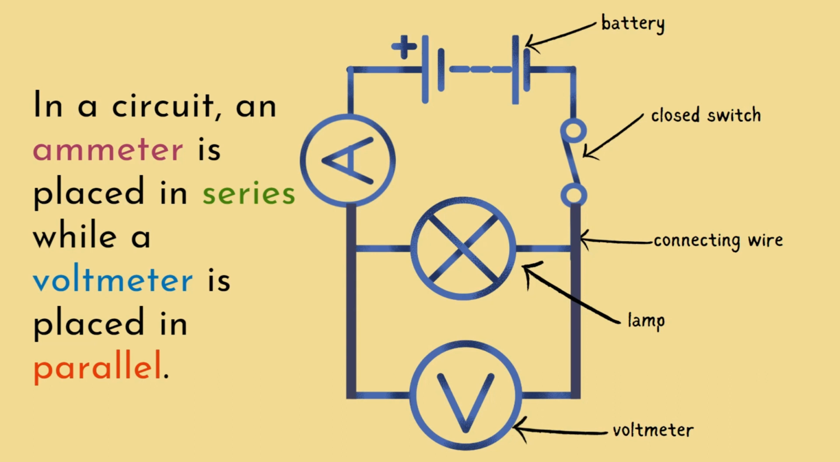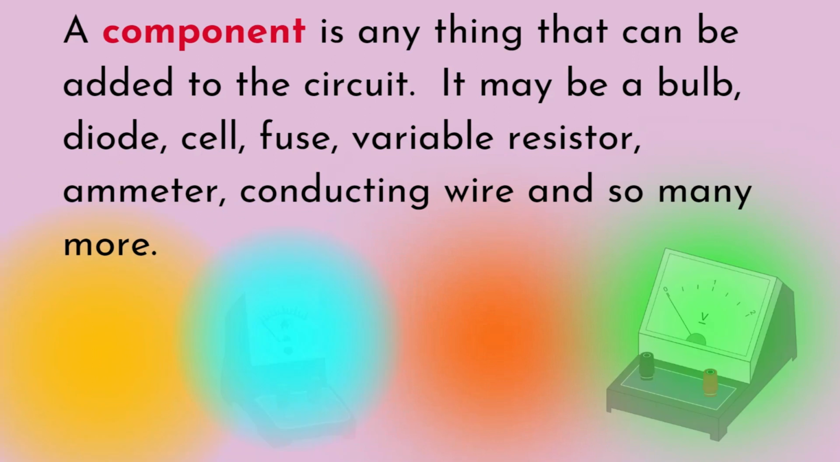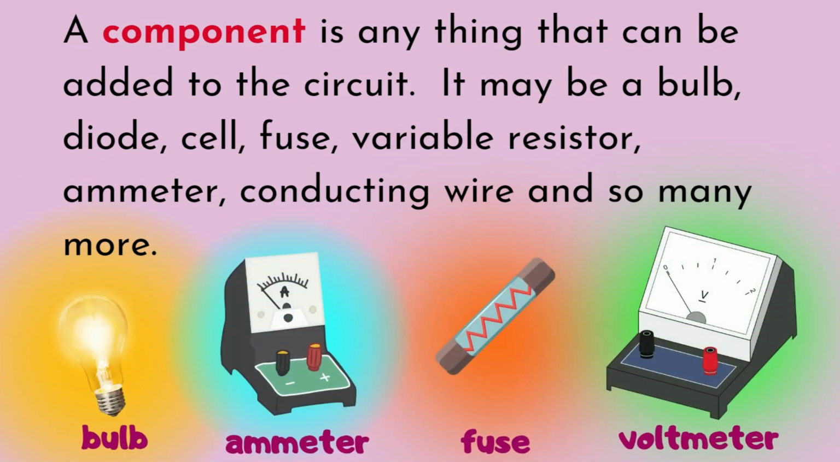In a circuit, an ammeter is placed in series while a voltmeter is placed in parallel. A component is anything that can be added to the circuit. It may be a bulb, diode, cell, fuse, variable resistor, ammeter, conducting wire, and so many more.